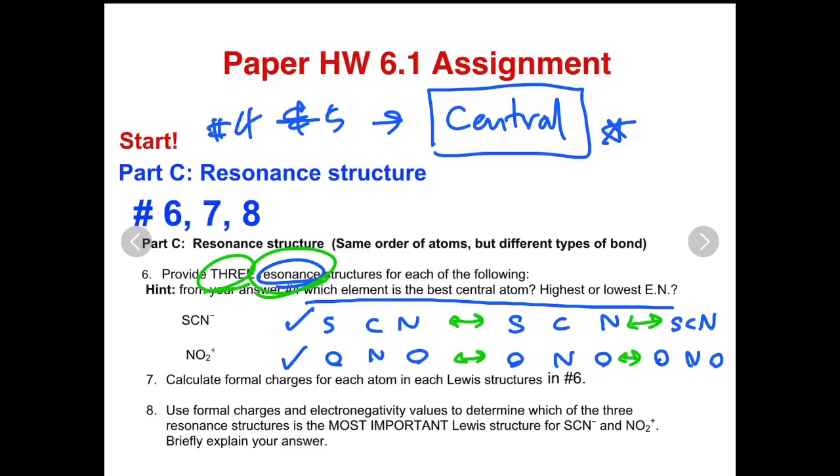Okay, and then you are going to calculate formal charge, and then find out which one would be the most important structure. So again, don't just circle the most important, but also briefly explain it to me as well. So 2 criteria: one is formal charge must be close to 0. Second one is the negative formal charge has to be on the most electronegative atom. Okay, so you can do that.